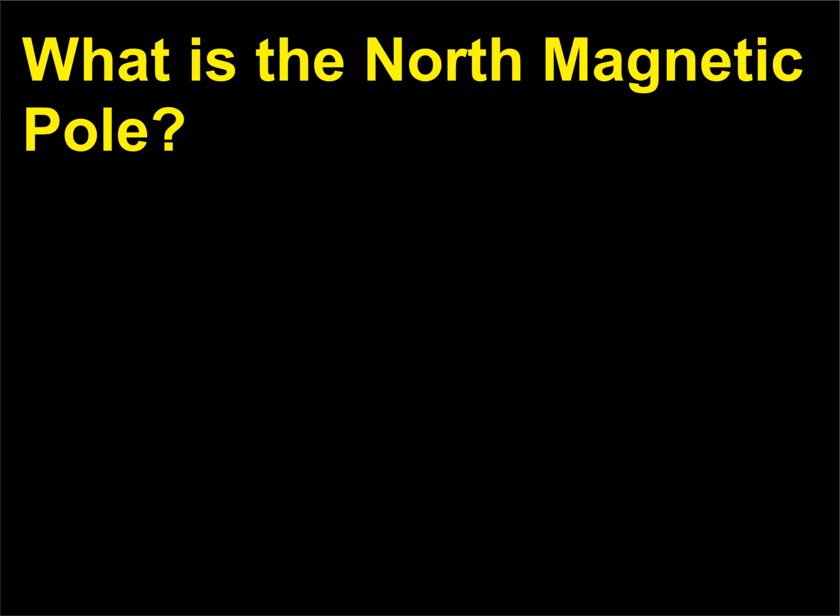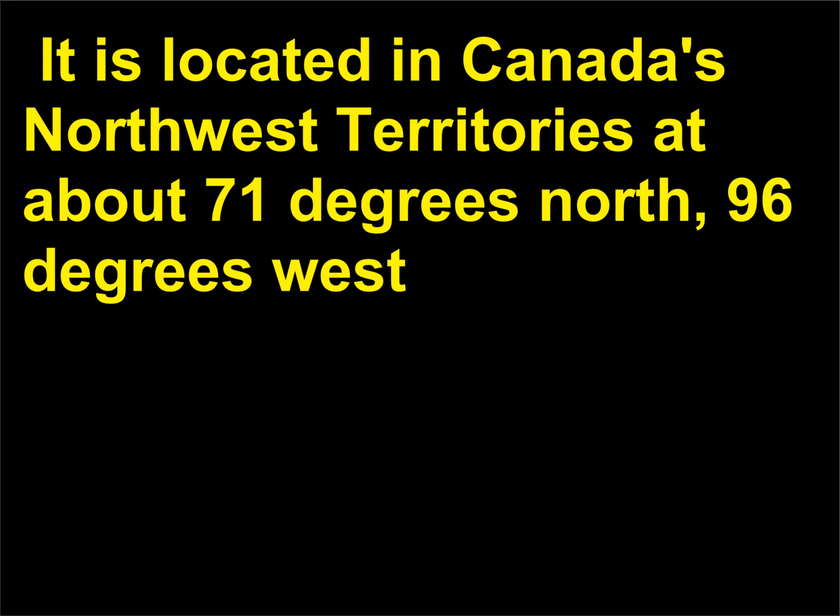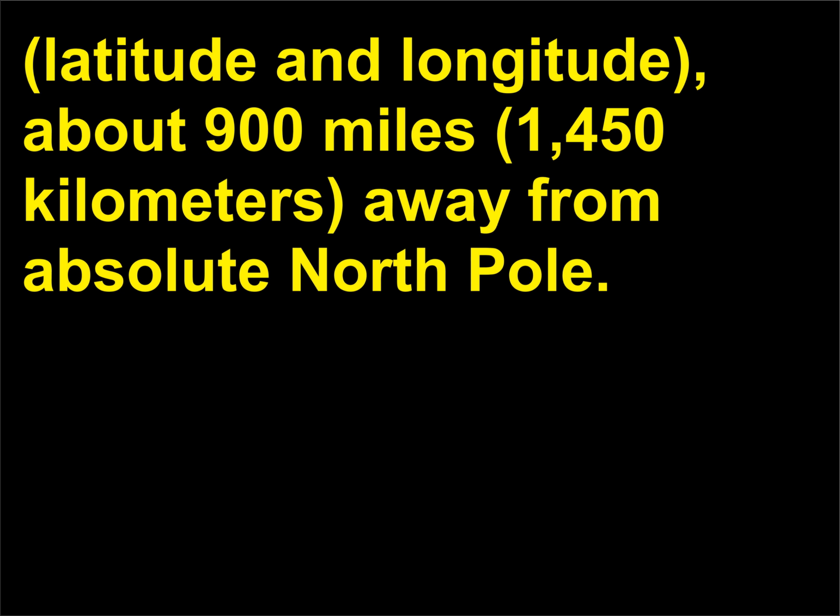What is the North Magnetic Pole? The North Magnetic Pole is where compass needles around the world point. It is located in Canada's Northwest Territories at about 71 degrees north, 96 degrees west latitude and longitude, about 900 miles, 1,450 kilometers, away from the absolute North Pole.